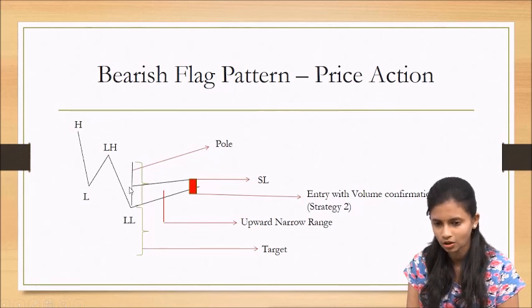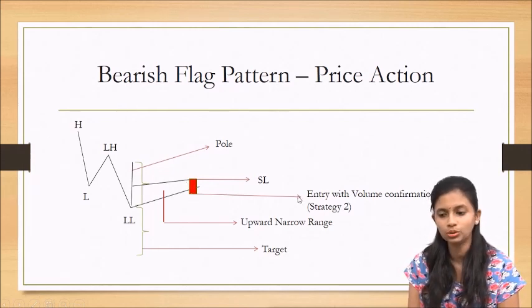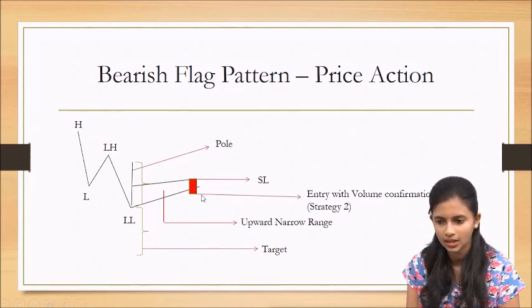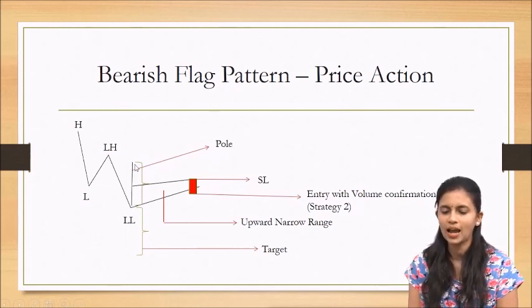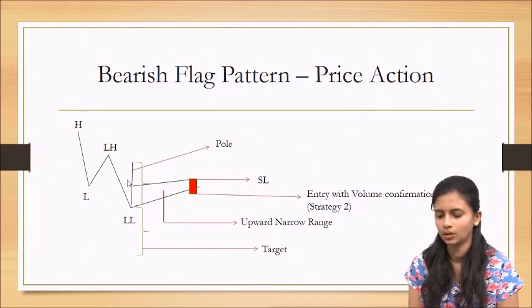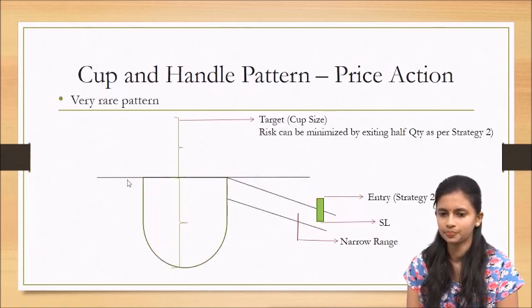Then when you draw this trend line, this candle is a breakdown candle, so entry will be here. Again, as per strategy 2, that is with volume confirmation, please make a note of it. Strategy 2 is to be applied here along with volume confirmation. Stop loss will be above this candle and target will be this pole size. Okay, so this is again a flag pattern. You'll get it almost many times. This pattern is very familiar.